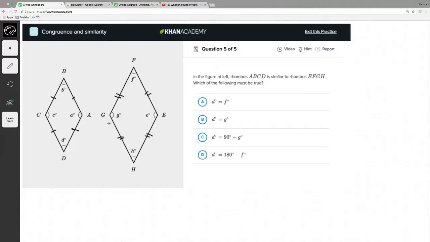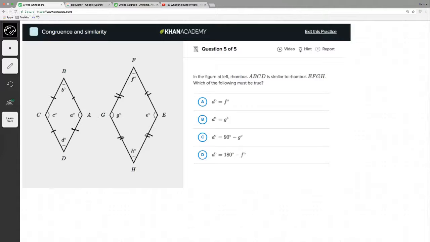If they're similar, it means the corresponding angles have to be equal. So what are they saying? They're saying that D equals F. D and F are not corresponding angles, though they would be equal if they're rhombuses and they're sort of opposite. They actually would be equal. So it could be A. Let's just come back to that.